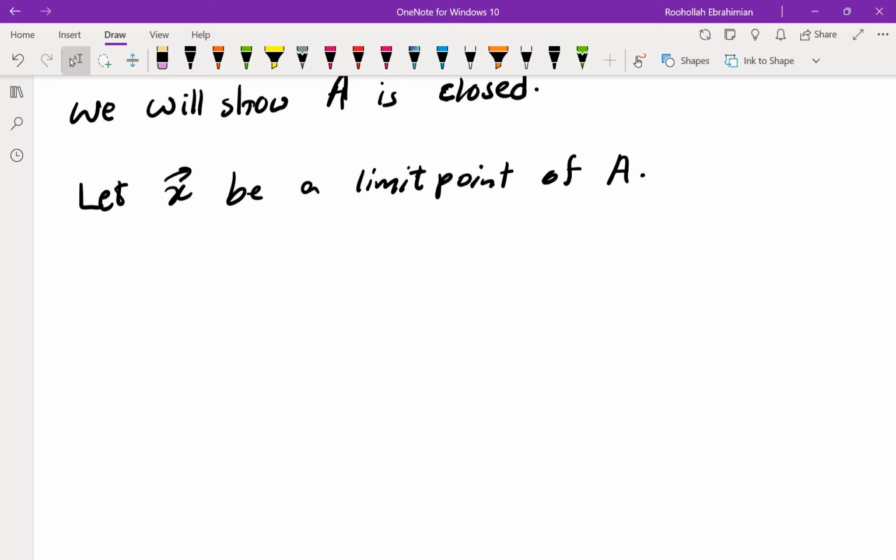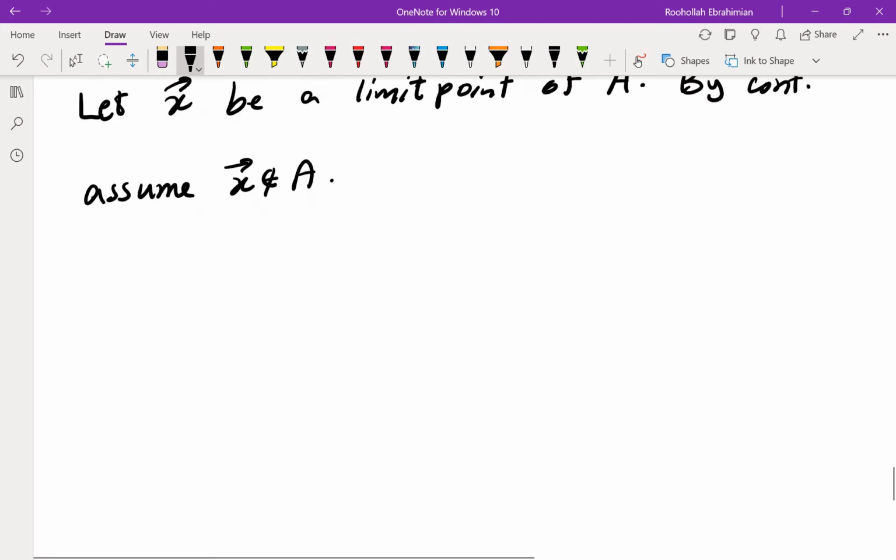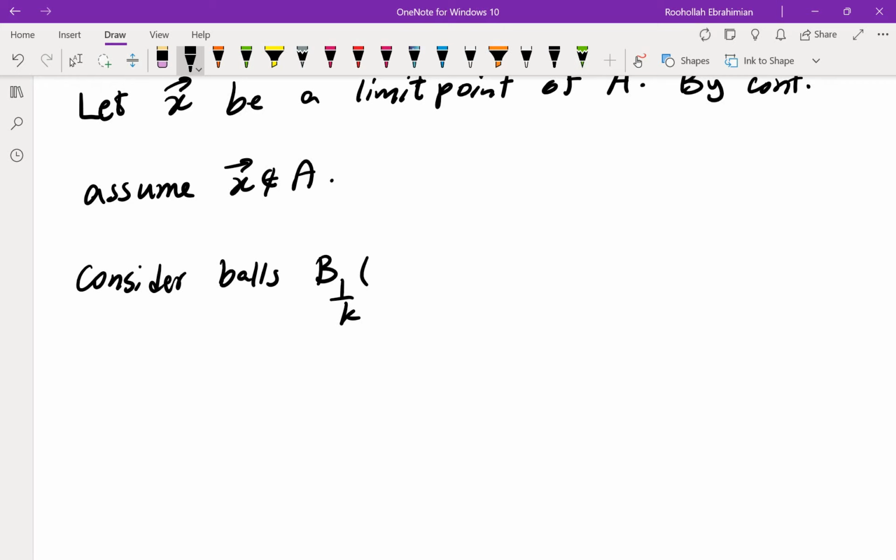So how do we show X is in A? Let's assume X is not in A. This is by contradiction. So assume that X is not in A, and we're going to get a contradiction. What we're going to do is create an infinite set, and show that X is the only limit point of that infinite set. So consider balls of radius 1 over K centered at X.